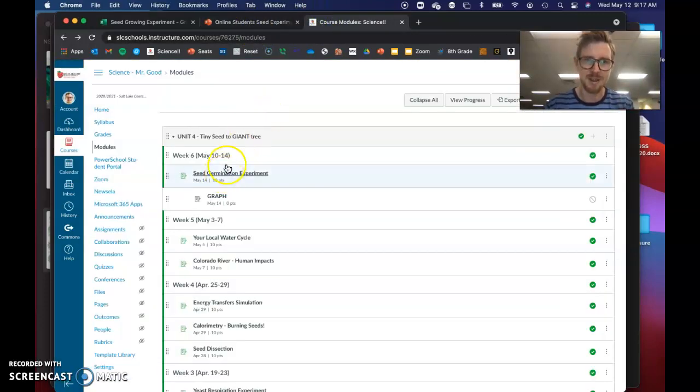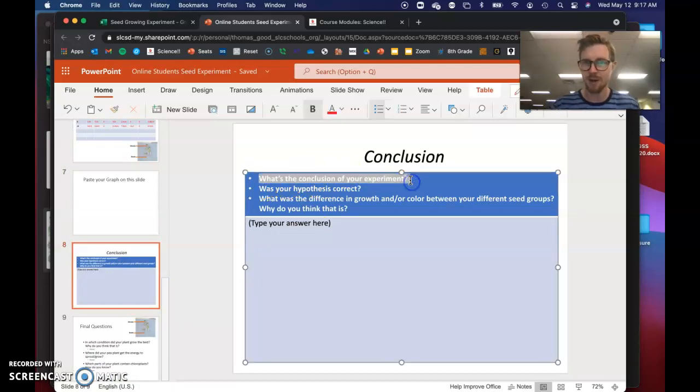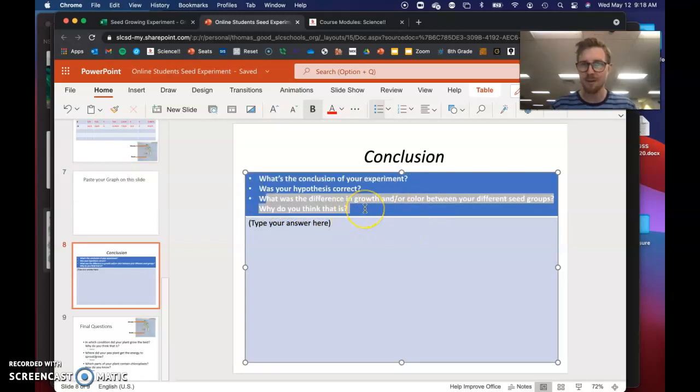Then there's just some final thoughts and conclusions. Consider these questions carefully. When I graded your last one, a lot of students were just like, in the end, it was a good experiment. No, answer these questions. What's the conclusion? What does the data tell you? Which grew more, which grew less? Why do you think that happened? Was your hypothesis correct? What was the difference in growth and or color between your different seed groups, and why do you think that is?